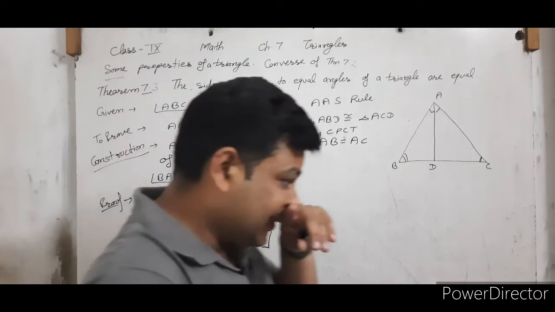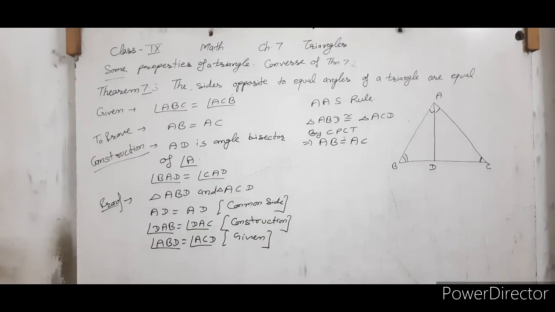So we studied the property of an isosceles triangle. If two sides are equal, then their opposite angles are also equal, and if two angles are equal in any triangle, then their opposite sides are also equal. On this basis, we have exercise 7.2.